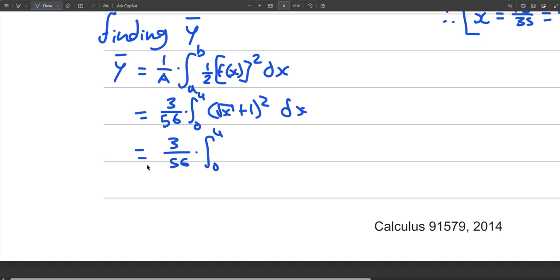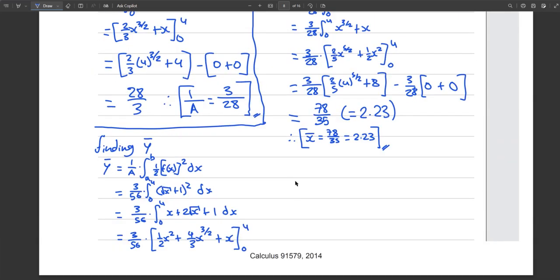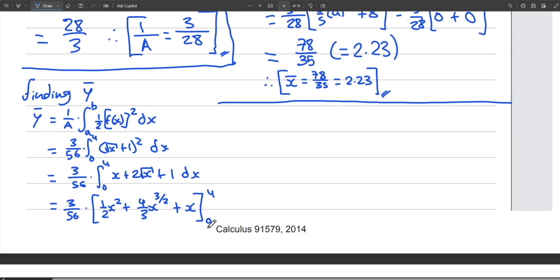so we'll get this term squared, so that'll just become x plus 2 root x plus 1, a squared plus 2ab plus b squared, with respect to x, which will just become 3 on 56 times half x squared plus 2 times 2 on 3 x, so that'll just become 4 x to the power of 3 on 2 plus x from 0 to 4, and let's continue the working out over here.